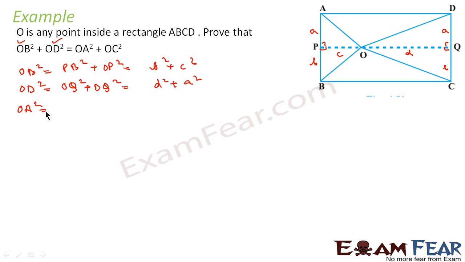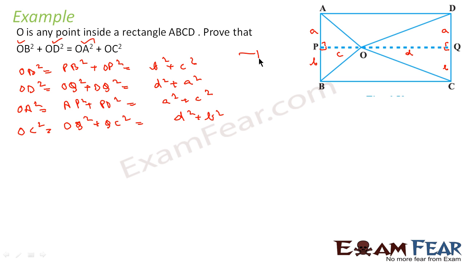Now I have OA square. OA square is nothing but AP square plus PO square. AP is nothing but A square plus PO is C square. Similarly, we have OC square. OC square is nothing but, in this triangle OCQ, OC square is nothing but OQ square plus QC square, that is D square plus B square. Now we have these equations 1, 2, 3 and 4.